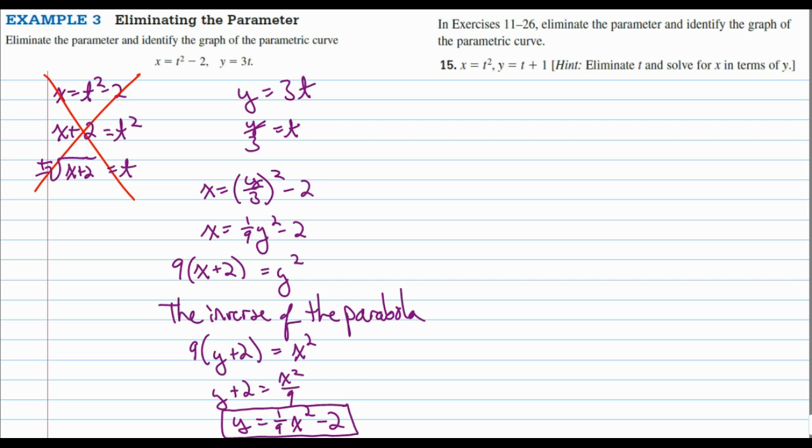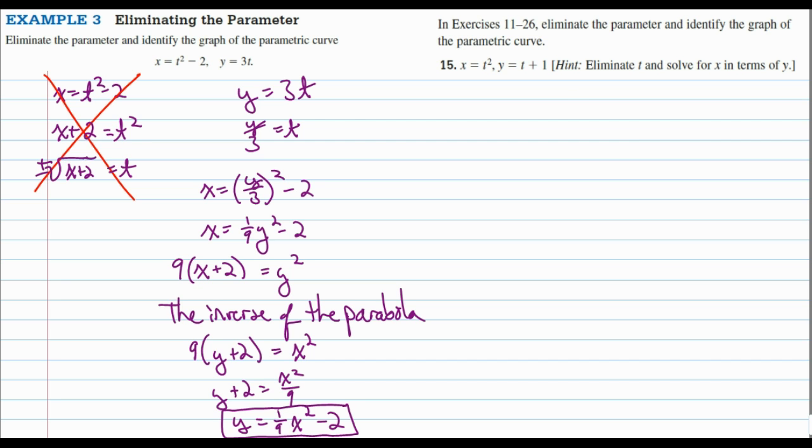Then now try problem number 15. It says eliminate the parameter and identify the graph of the parametric curve. It even gives you the hint: eliminate t and solve for x in terms of y. And the reason being, again, we don't want to express this as two different functions. We want to express this as one. And then if we want to solve for y, we're going to have to use the inverse of another function.